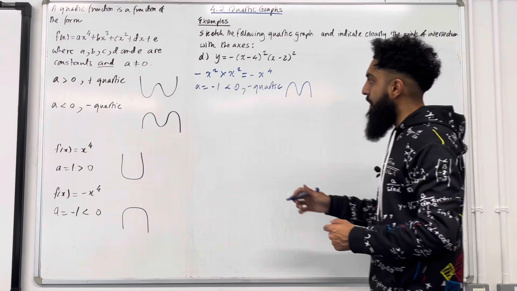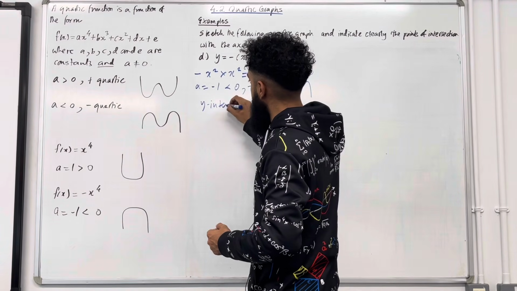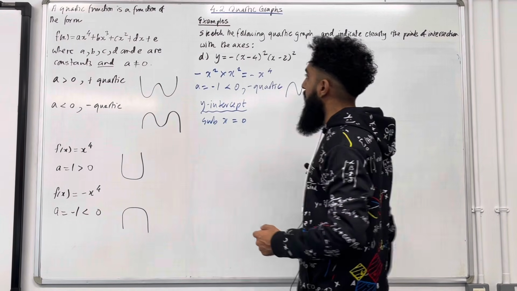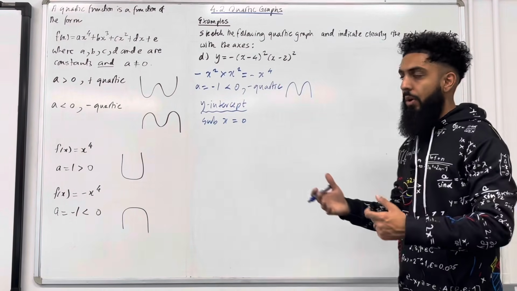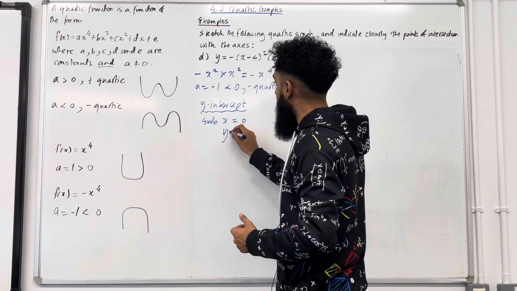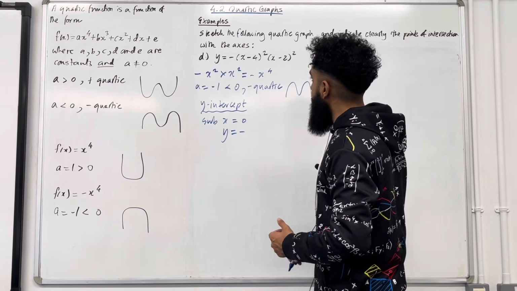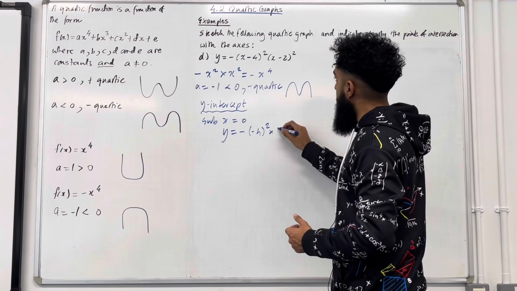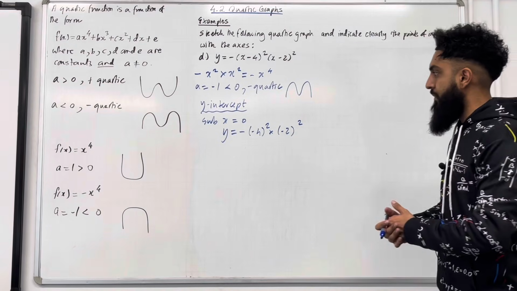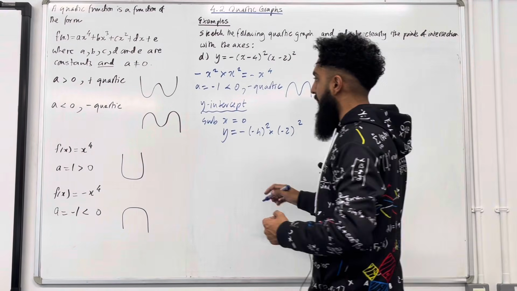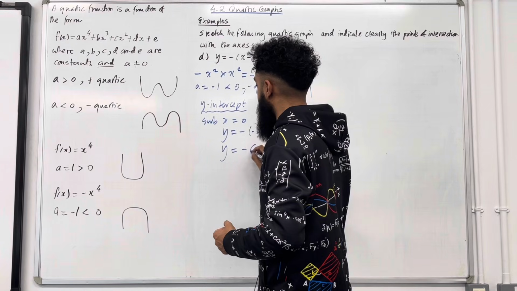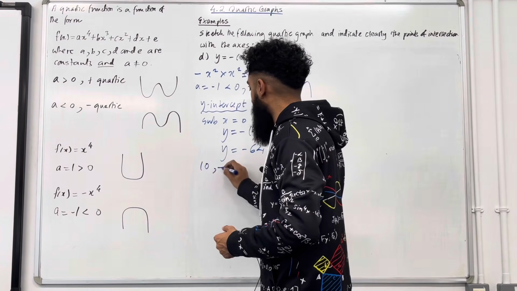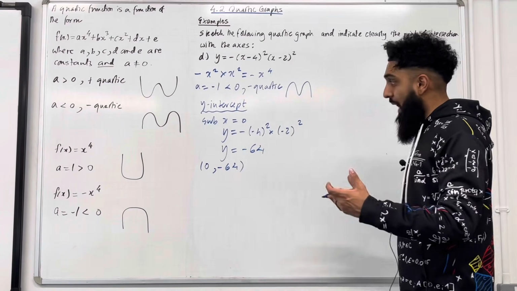Let's work out the y-intercept. Substitute x equal to 0, replace the x's with 0 in the equation. So we have y equal minus 4 squared multiplied by minus 2 squared. Okay, so if we reduce this, we get y equal minus 64. So the y-intercept, ladies and gents, is 0, minus 64. Let's have a look at the x-intercepts.